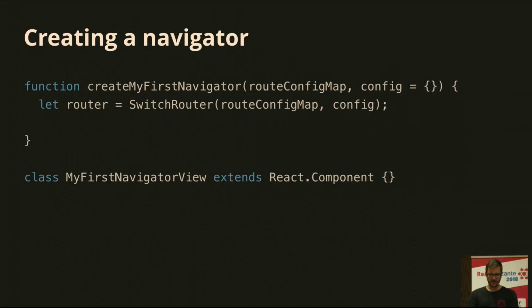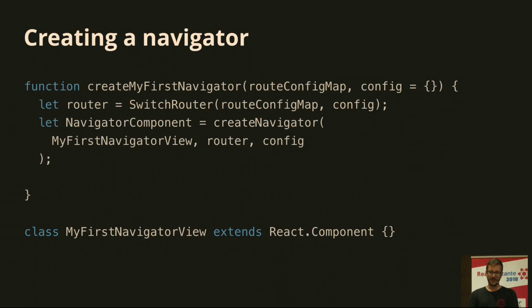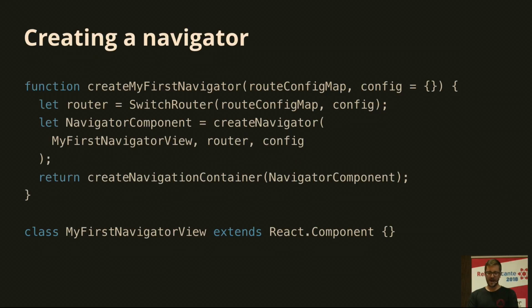So okay, we have this function, createMyFirstNavigator. We instantiate the router from the route config map, which is the thing that maps route name to screen component and some config. Then we create the navigator using that view and the router and the config. And then we wrap it in a container. The container is like putting a provider around it if there isn't any context that exists already. It's using a similar pattern to Redux.